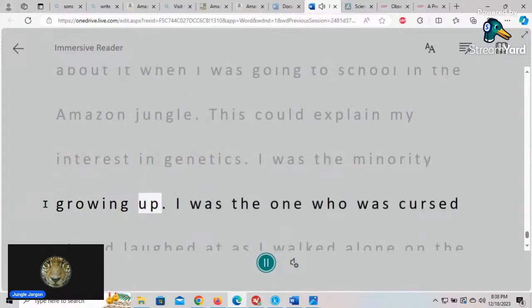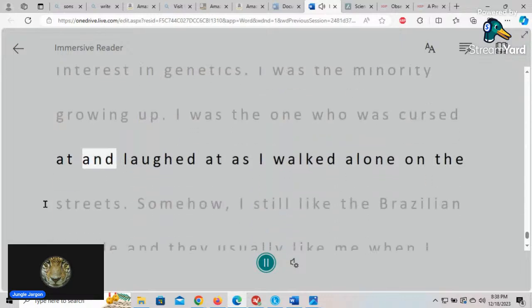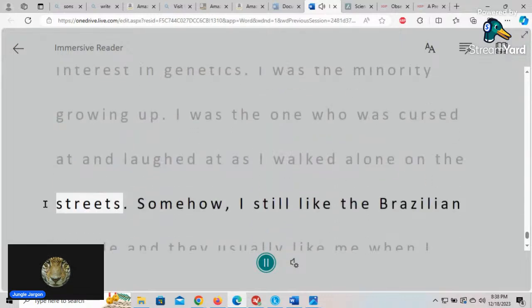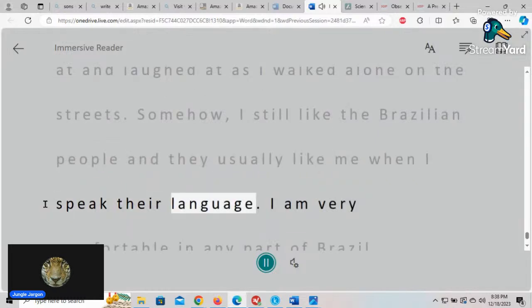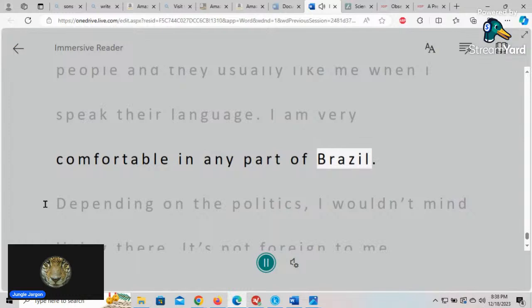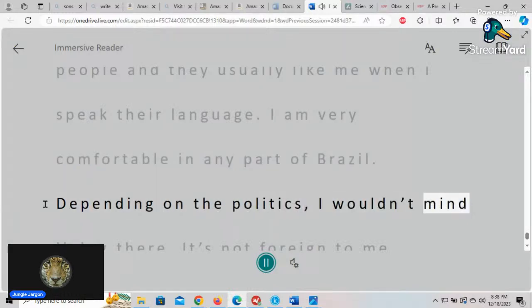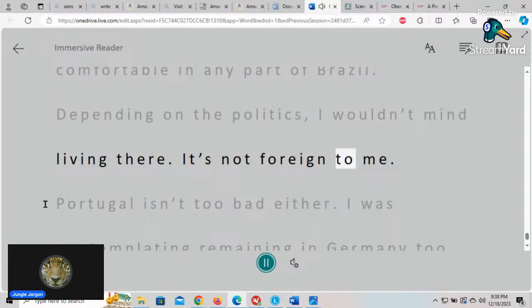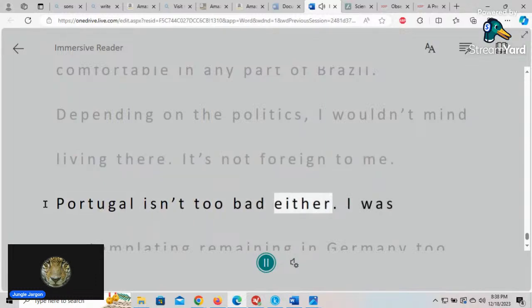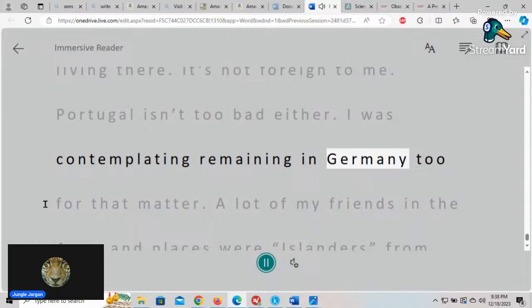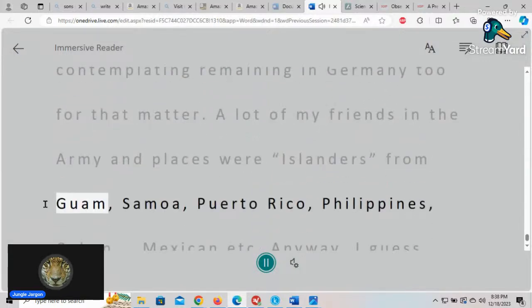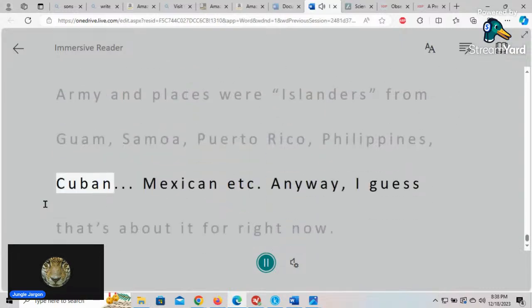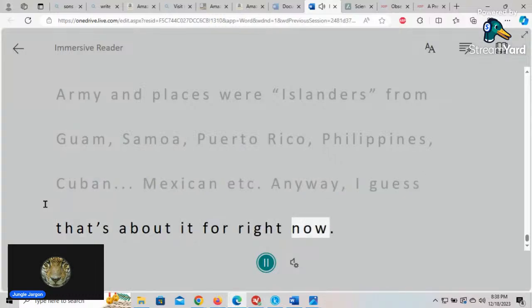I was the minority growing up. I was the one who was cursed at and laughed at as I walked alone on the streets. Somehow, I still like the Brazilian people, and they usually like me when I speak their language. I am very comfortable in any part of Brazil. Depending on the politics, I wouldn't mind living there. It's not foreign to me. Portugal isn't too bad either. I was contemplating remaining in Germany too, for that matter. A lot of my friends in the army and places were islanders from Guam, Samoa, Puerto Rico, Philippines, Cuban, Mexican, etc. Anyway, I guess that's about it for right now.